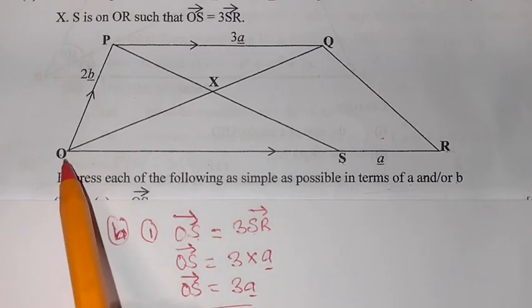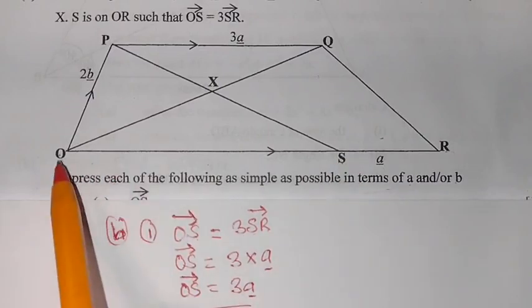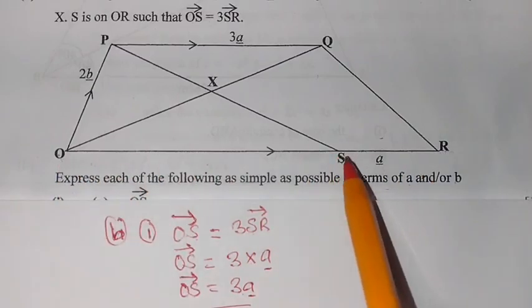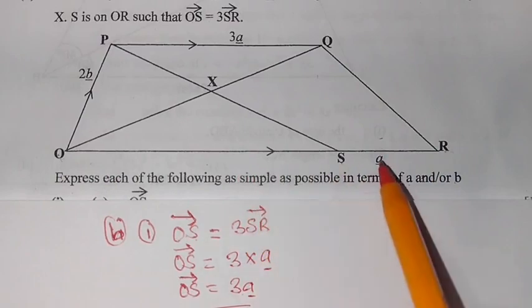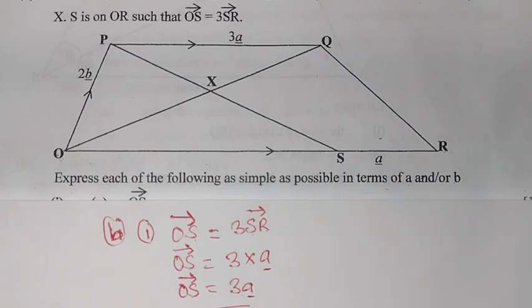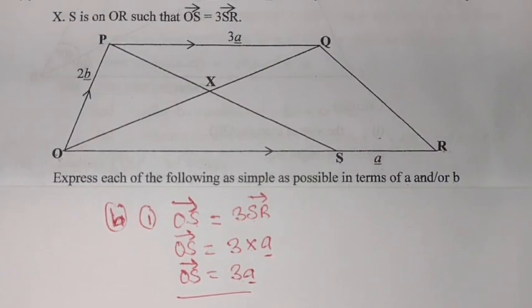So from this point up to this point, we have 3A. If you want to find OR, you just add OS plus SR, meaning 3A plus A, we are going to have 4A. So we have answered our question B1. We now move on to our second question.